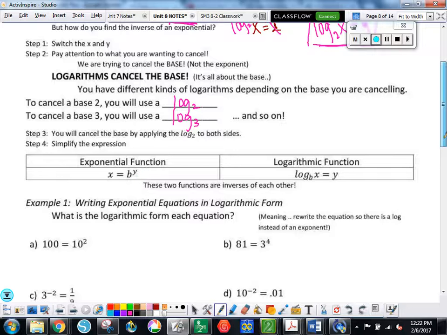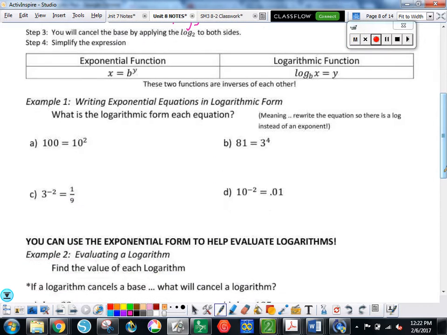So let's move on. Example 1: we're going to start by writing the exponential equations in logarithmic form, which means I no longer can have the exponent, I only can have log. So looking at this right here, I have to cancel out the base 10. What kind of log would cancel out a base 10? Log base 10. So if you want this 2 to no longer be in the power and to be down below, you have to apply the log base 10 to both sides. And on the left, we have log base 10 of 100 equals 2. Does that work? Is 10 squared 100? Yeah.